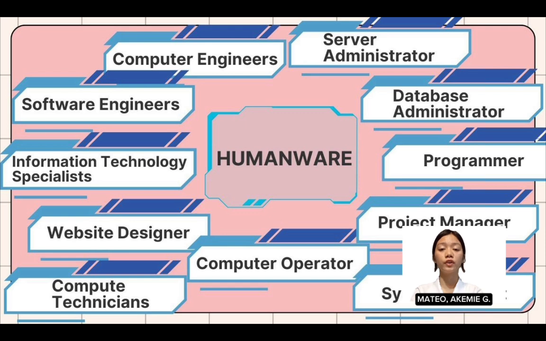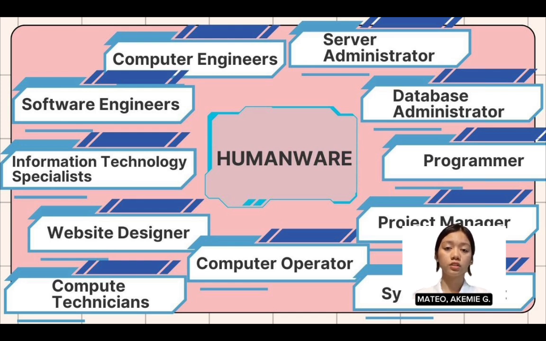Next is the software engineers. Software engineers are primarily responsible for the design and development of the software of computers as well as its testing and evaluation. Information technology specialists are tasked to plan and coordinate the installation, operation, troubleshooting, and maintenance of the computer's software and hardware systems. Website designers, on the other hand, are engaged in the construction of the navigation scheme of a website.